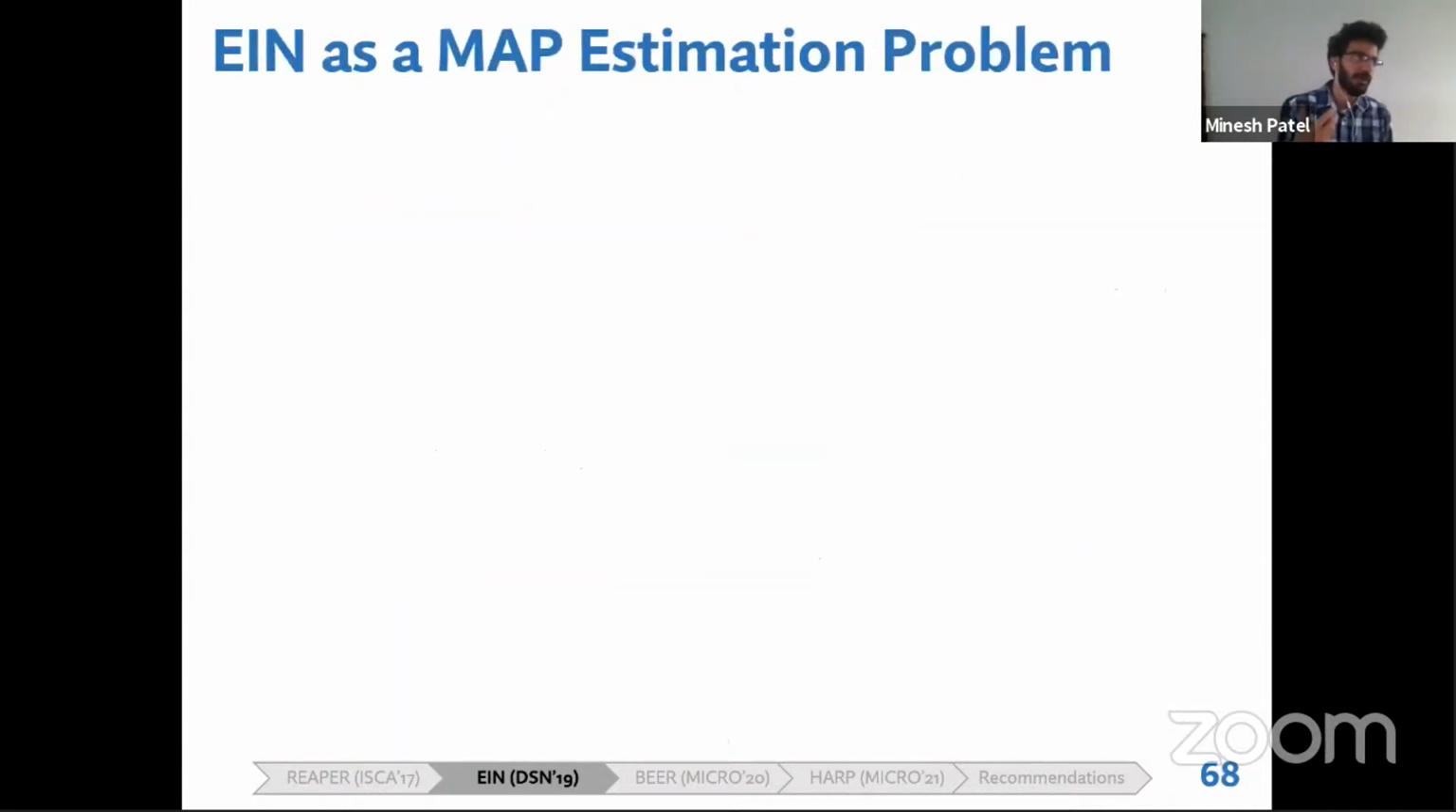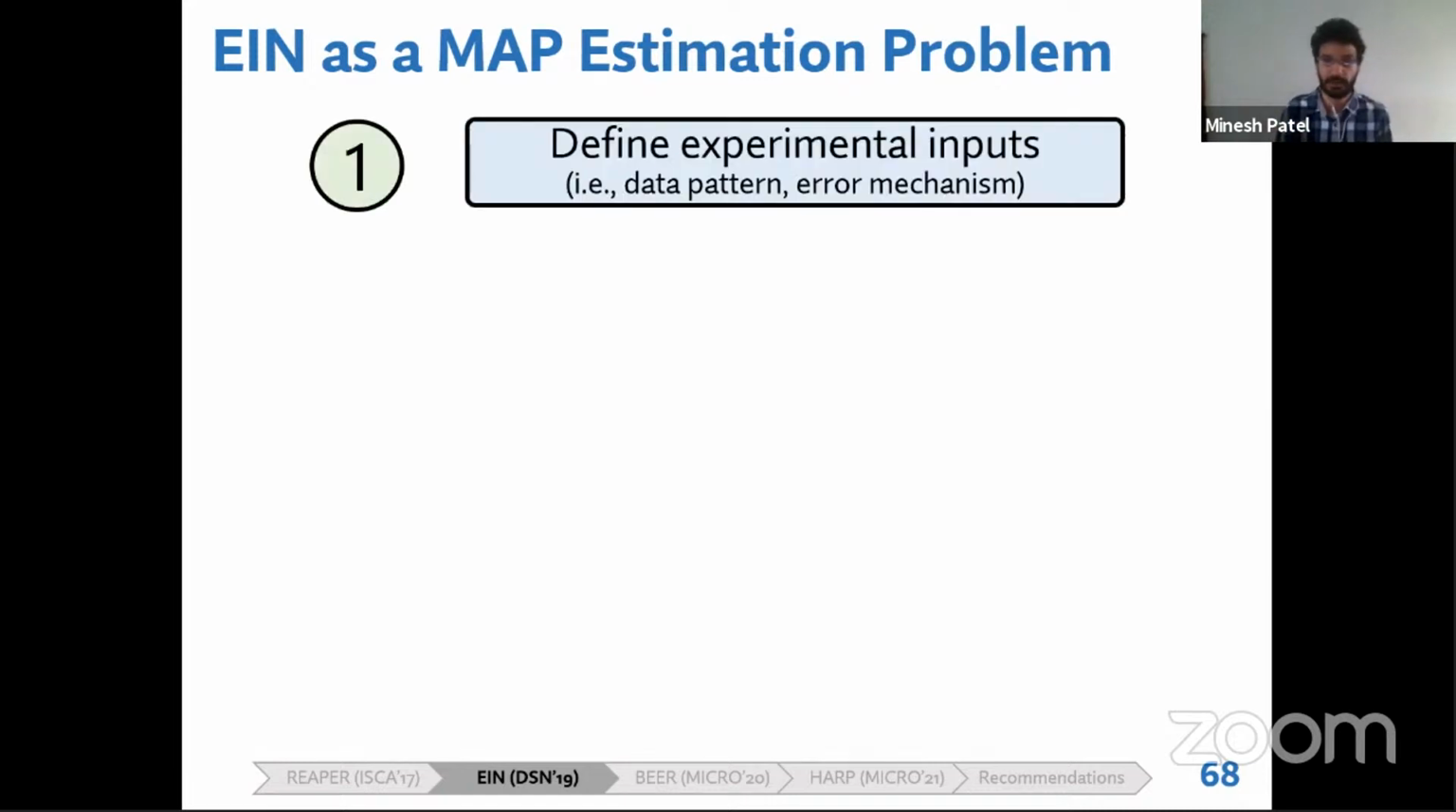So now MAP estimation essentially lets us define EIN as a 4-step process. The first step is to define the experimental inputs, which is essentially the data patterns that we're going to test with and the error mechanism we're going to deal with. For example, we've been talking about data retention errors, so it could be as simple as a fixed data pattern with data retention errors.